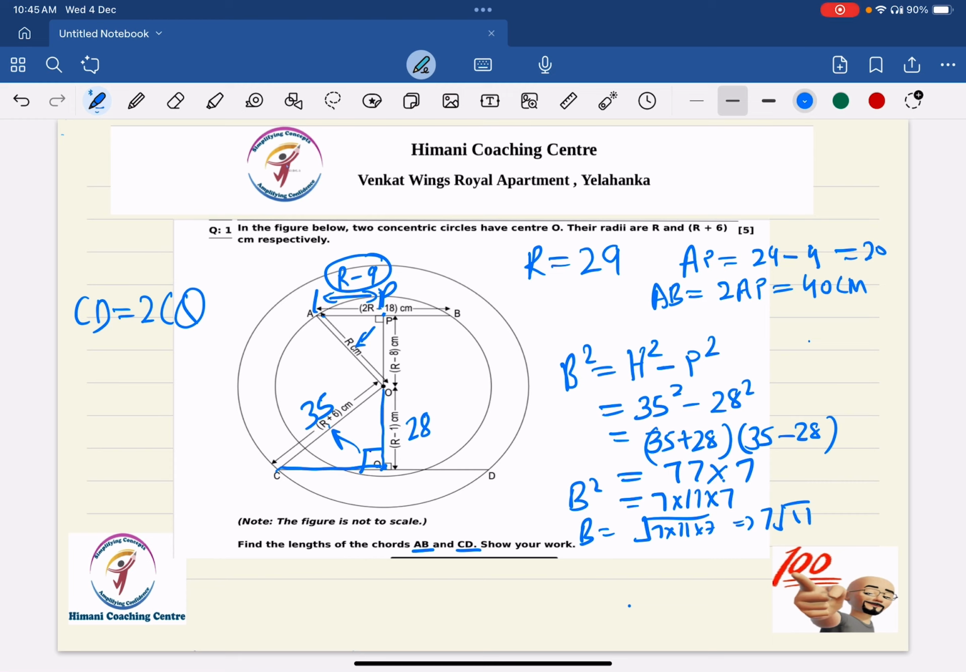Okay. 7 root 11 is CQ. So what would be CD? It would be 2 times 7 root 11, or 14 root 11 centimeter, is the length of CD. Okay, this is how we do this particular question.